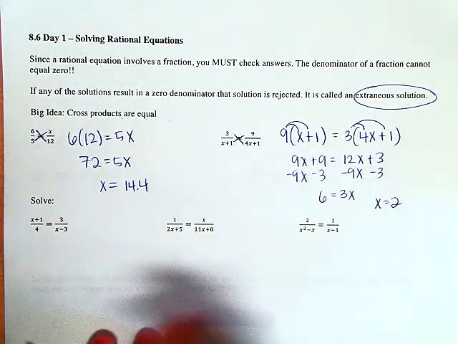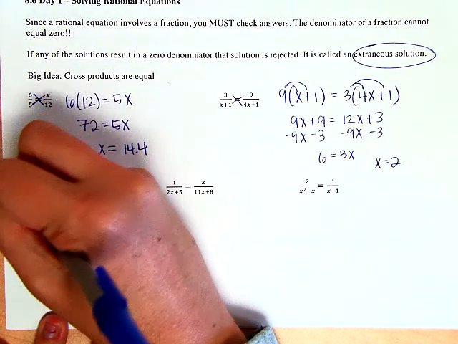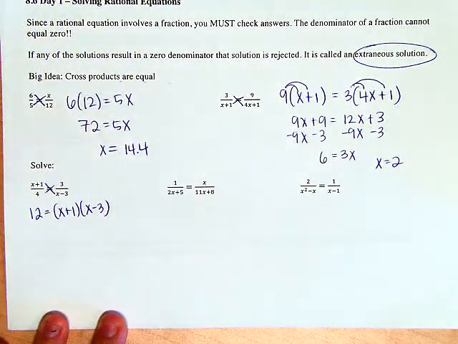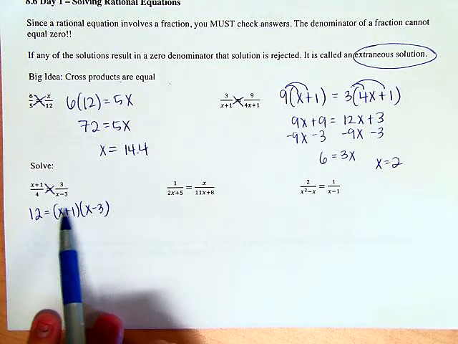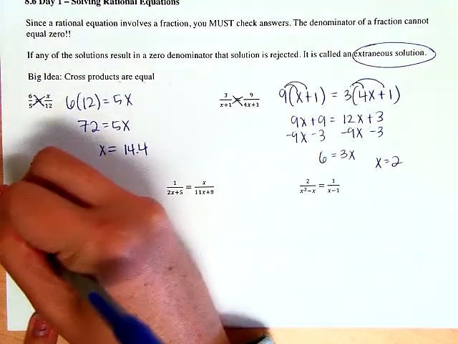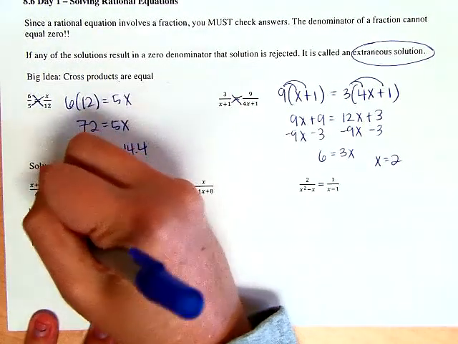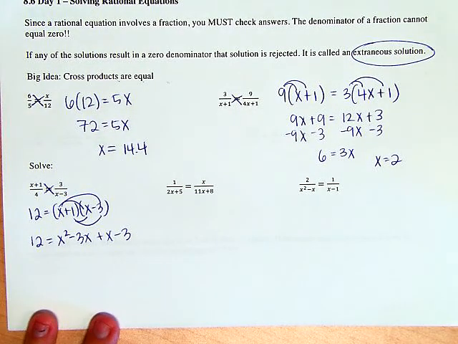So there's some of the easier ones. Let's get into some of the more difficult ones. Cross multiplying here, we have 4 times 3, that's 12, equals x plus 1 times x minus 3. Your favorite thing to do? Foil that thing. First, outside, inside, last. We got 12 equals x squared minus 3x plus x minus 3.